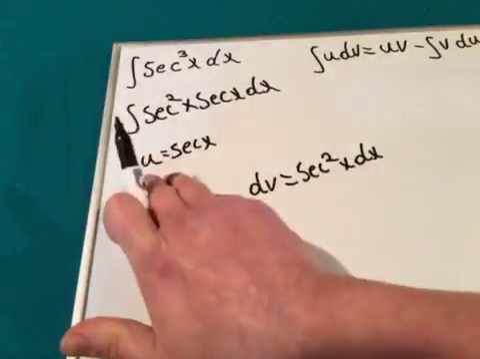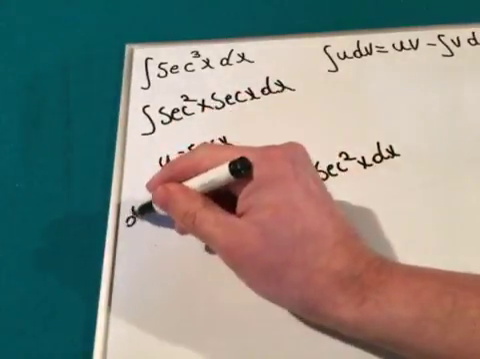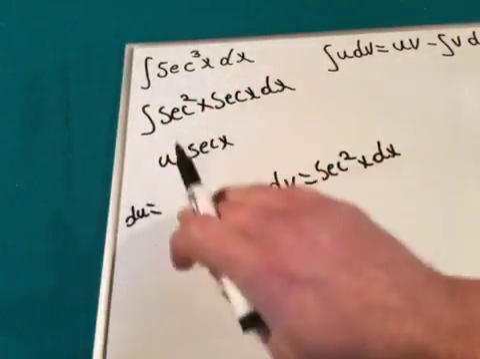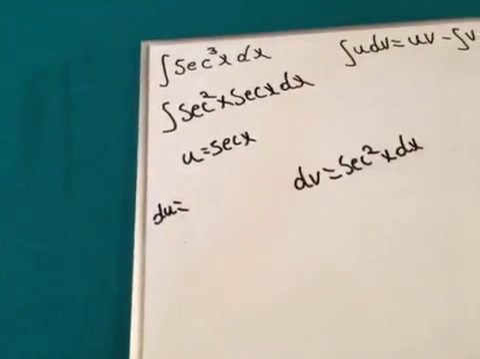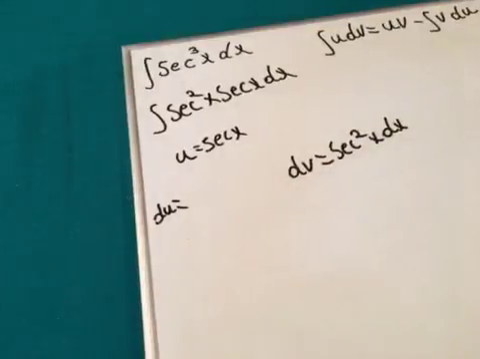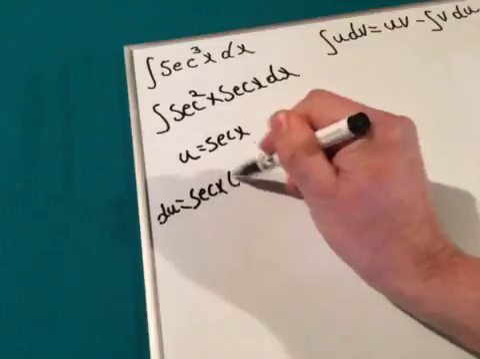Okay, so now we have our u, we have our dv. So how do we get du? We just differentiate secant. And the derivative of secant is just something you pretty much memorize. It's secant x times tangent x.